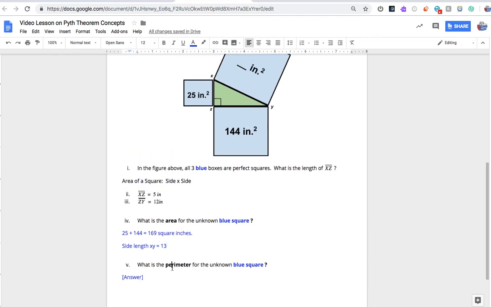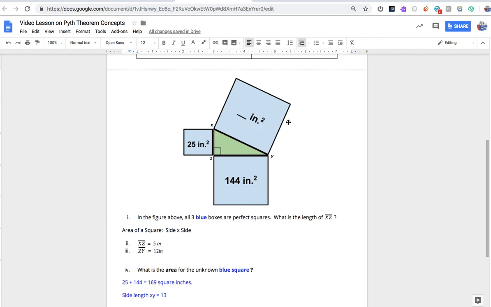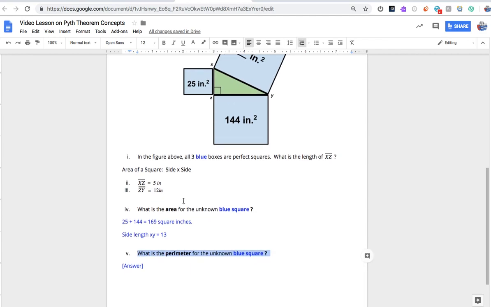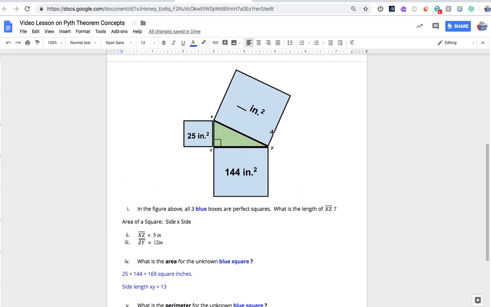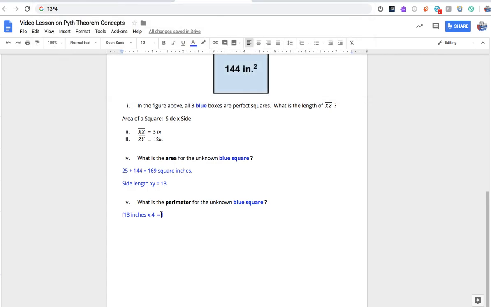So if they ask me for the perimeter of the unknown blue square, this big blue square, what is the side length for the blue square? 13 inches. So I would just do 13 inches times 4, because each side length is 13 inches for the blue box. 13 times 4 gives us 52 inches for the perimeter of the big blue box.